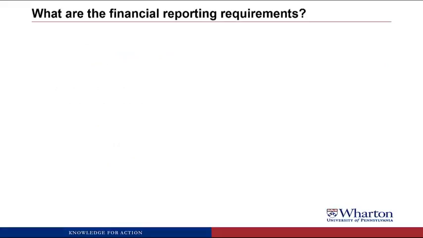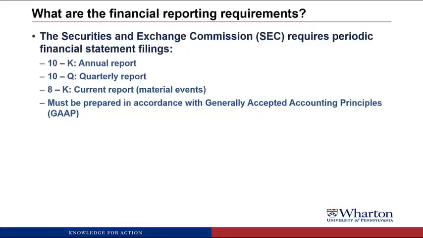So what are the financial reporting requirements? The Securities and Exchange Commission, or SEC, requires periodic financial statement filings. Companies must file an annual report, or 10-K, once a year. This includes the full set of financial statements with a substantial amount of additional disclosure, generally running 200 to 300 pages. The other 3/4 of the year, firms must file a quarterly report, or 10-Q, which is also a full set of financial statements, but less required disclosure than in the annual report.